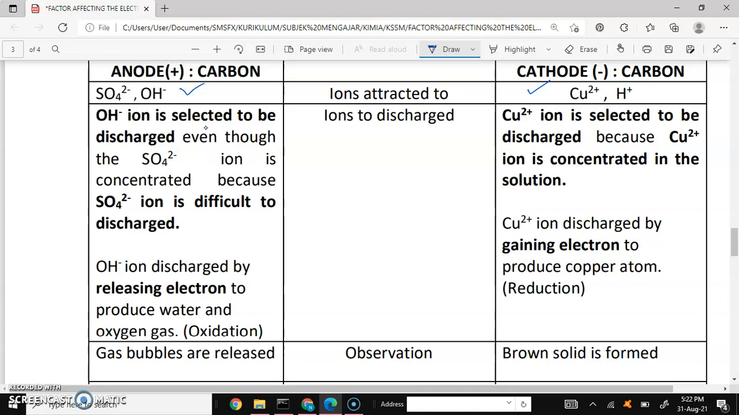At the cathode, the ion selected to be discharged is copper 2+ because Cu2+ is concentrated in the solution. Okay, so Cu2+ is discharged by gaining electron to produce copper atom. Okay, meaning that the copper ion undergoes reduction and copper 2+ ion is an oxidizing agent.